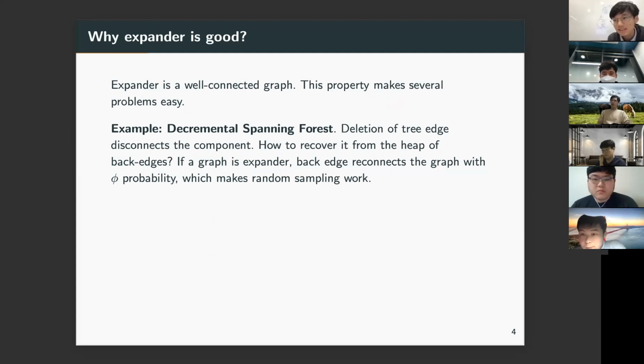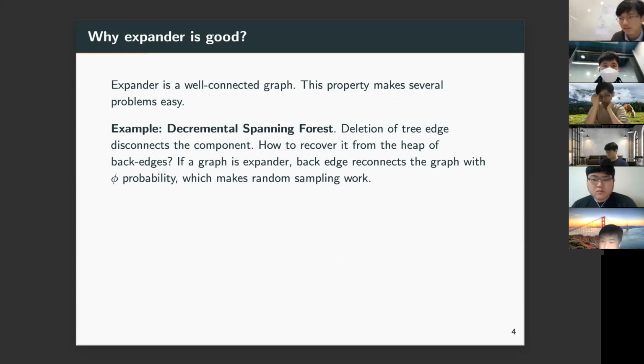So we usually want that sort of thing, but this is interesting because it's the exact opposite. The first example is the decremental spanning forest. Suppose you are maintaining a dynamic graph and you want to delete an edge and still maintain a spanning forest. If you delete a non-tree edge, then everything is fine. But if you delete a tree edge, then you have to alter the spanning forest.